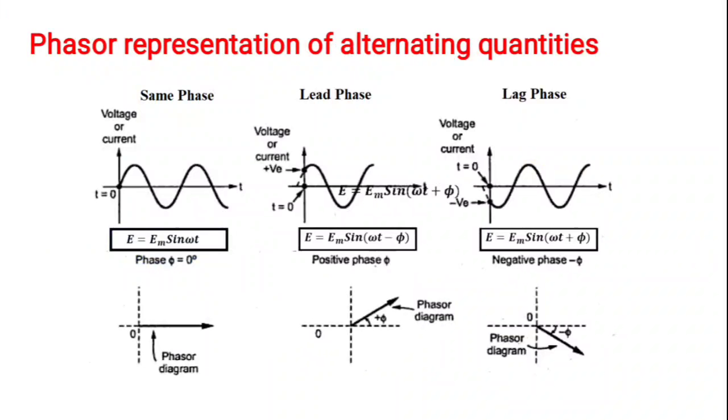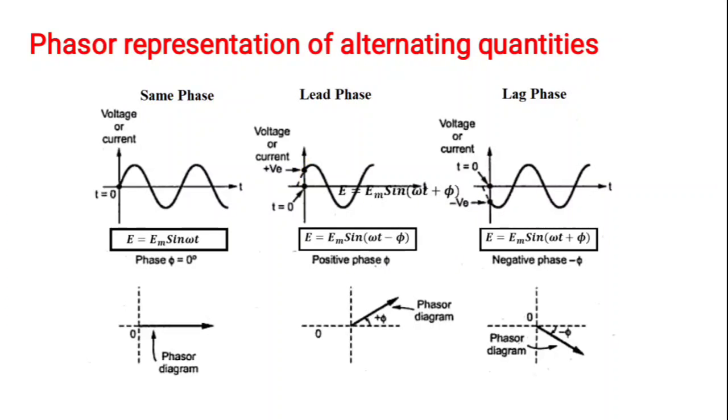Now the last point, we'll study how we are going to represent the phasors of the alternating quantities. See, this is the waveform for the voltage or current. At t is equal to 0 it starts and it completes the cycle. So the EMF generated is e is equal to Em sin omega t. Then for the leading phase, the waveform has already started at the zero instant. So it is a leading waveform. So this is e is equal to Em sin omega t plus phi.